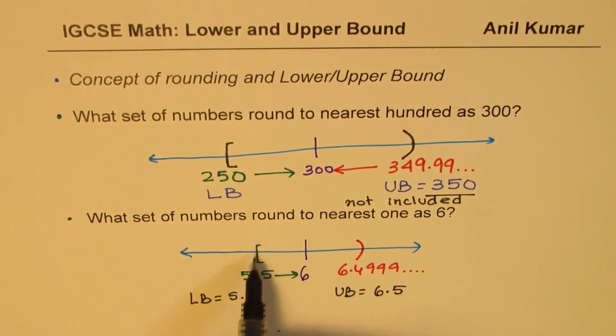And we represent them like this on a number line. 5.5 is included, and that is with a bracket, which means normally not included.